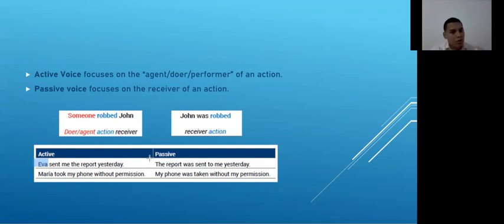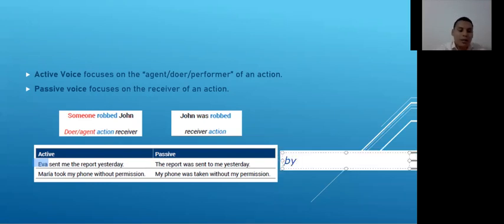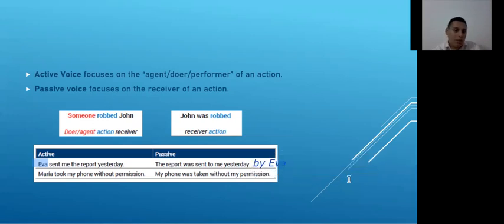If you want to mention who did the action, we use the preposition by. And I say, the report was sent to me yesterday by Eva, or was sent by Eva to me. It can be in different positions in the sentence, but I need to use the preposition by if I want to mention who is the doer of the action. But it's not necessary, because remember that the passive voice focuses on the receiver. Okay.